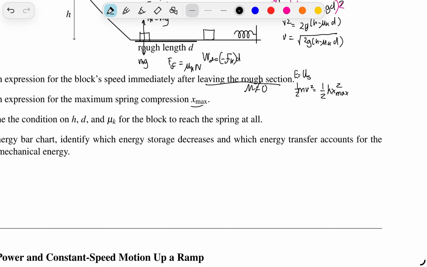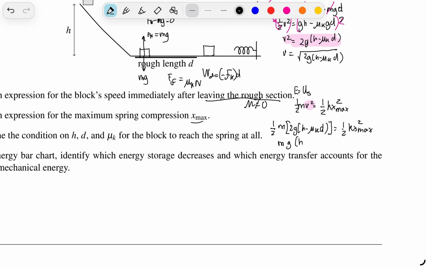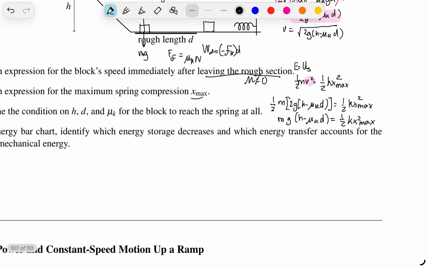So now we actually have an expression for v squared over here. You can take this and just substitute it into v squared here to make things simpler. You have 1/2 2g, because this 2 cancels out there, and you can multiply everything by 2.